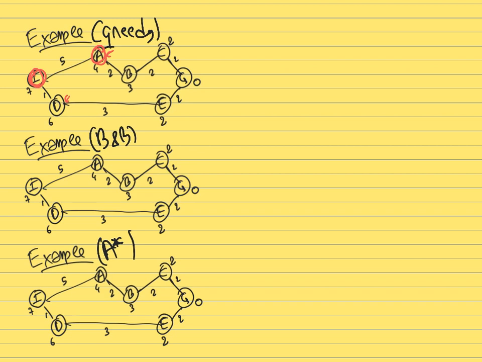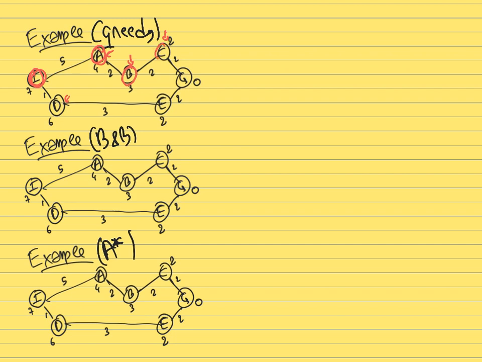Then you will expand state A, and you will find state B. Now your frontier is made of state D and state B. You will take state B because it is only at a distance of 3 from the final goal. So you will expand it, you will find state C, and you will add it to your frontier.